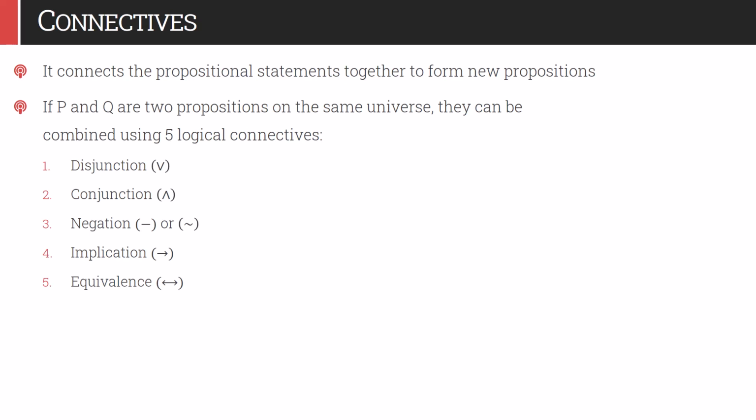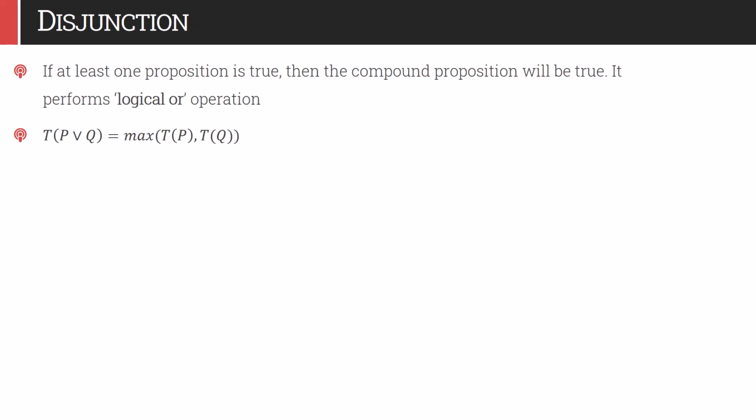Let us try to understand what happens in each of these connectives. So disjunction: if at least one proposition is true, then the compound proposition will be true. Now we have connected P and Q through disjunction, and the truth value of that compound statement depends on the truth value of the individual propositions we have used, right? So if any one proposition is true, either P or Q, then the entire compound proposition P union Q, or P disjunction Q, would be true. So it is basically performing the logical OR operation.